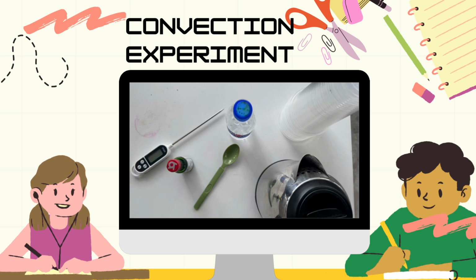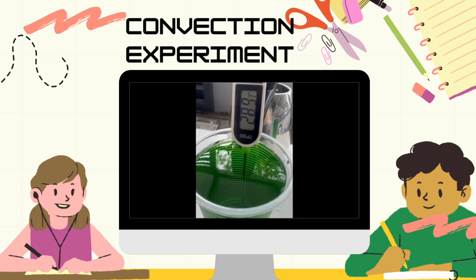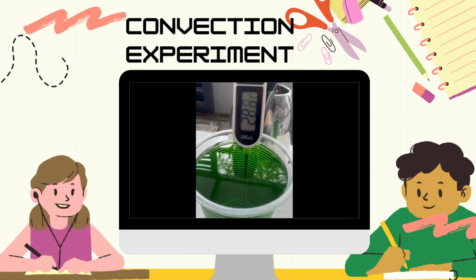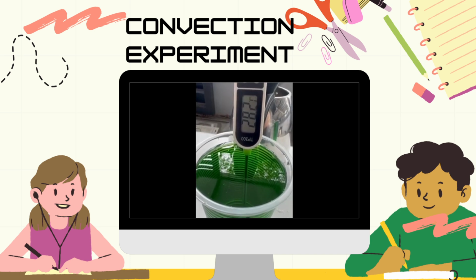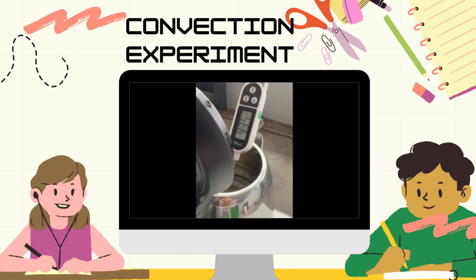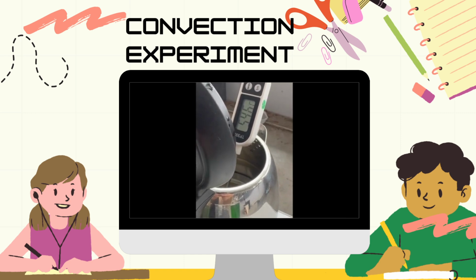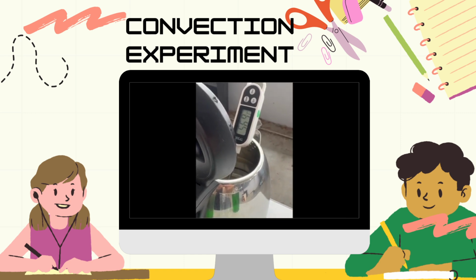All we need for the experiment is a thermometer, food coloring, spoon, cold water, hot water, water bottle, and some cups. Pour some cold water into a cup and add a drop of food coloring. Then stir it well. Use a thermometer to measure the temperature.